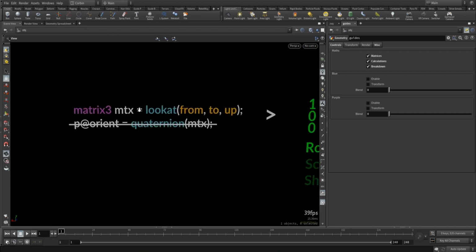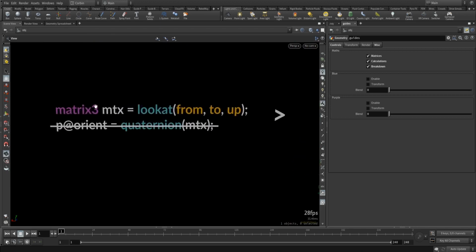So remember, when we spoke about quaternions, we had this calculation where I said you can use the lookat function, or there is a lookat node in VOPs, to calculate a rotation matrix. Okay, so it's a 3 by 3 matrix. We feed it 3 vectors, a from, a to, and an up, and we calculate this rotation matrix.